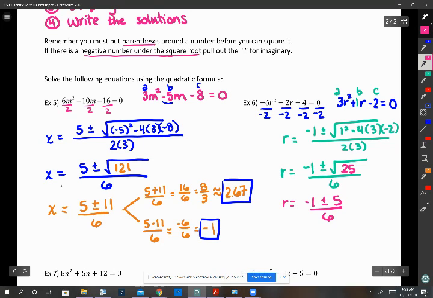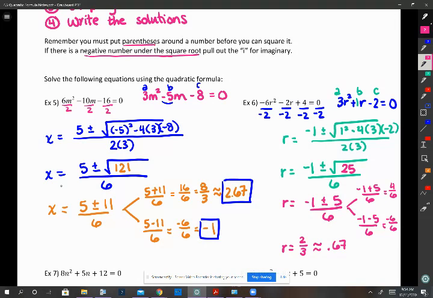And again, that's going to break down into our two problems. So we have -1 plus 5 over 6 and -1 minus 5 over 6. And so we're going to get 4 over 6 and we're going to get -6 over 6. And so when we get our two values, 4 over 6 is the same thing as 2/3, which is going to give us 0.67 if we're going to write it as a decimal. And we get r is equal to -1. So those will be our two solutions.